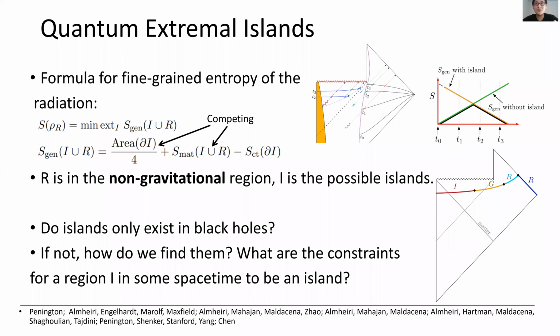I want to stress this because in the later part of the talk, you might get confused. The island formula tells you how to calculate the fine-grained entropy for a system in a non-dynamical gravity region coupled to degrees of freedom that live inside gravity. However, we want to ask a question that turns this around. We want to ask, is it actually possible for any region I to be an island of something else? It might be a bit confusing, but I think I will make it clear.